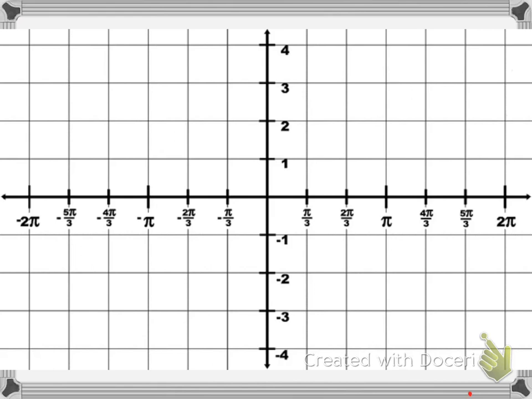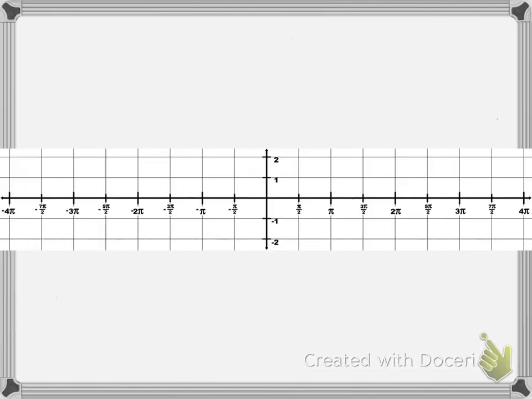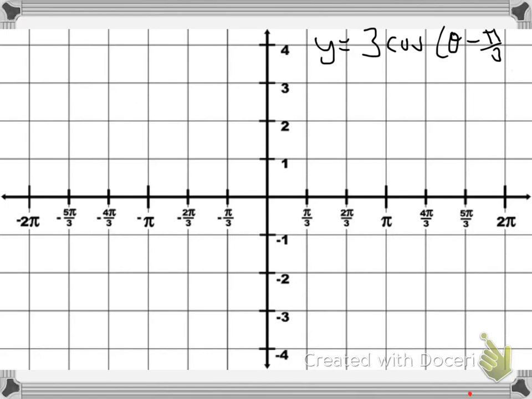Okay, next graph we're looking at here. Let's go back to my black pen. It is going to be y equals 3 cosine of theta minus pi on 3. This time we might use theta, just to show you that it's not always y and x, that sometimes these can be y and theta.